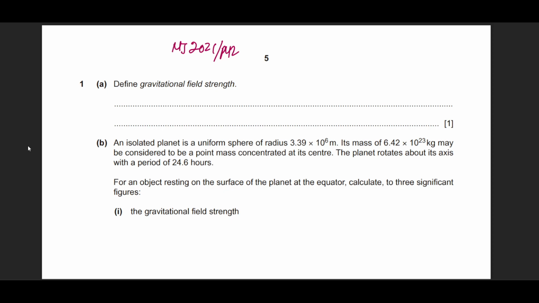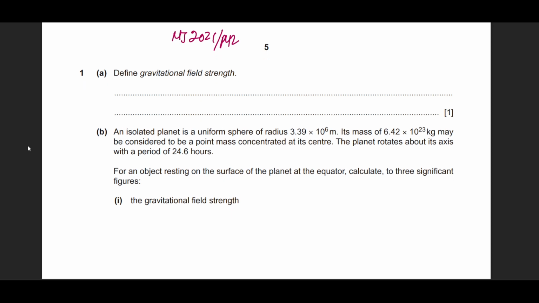Define gravitational field strength. We know this is force per unit mass, which is the value of g, with units Newton per kg, or meters per second square. But since it is referred to as field strength, we will use this unit. If it had said gravitational acceleration, then we would have used the other unit.